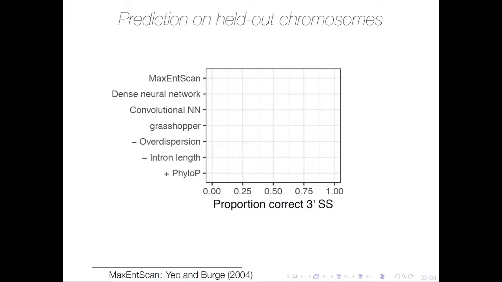The performance quantification we use is as follows. We trained on all odd-numbered chromosomes and test on all even-numbered chromosomes. And here, the data I'm showing is both training and test on brain RNA-seq from GTEx. The performance metric I'm using here is, for a given 5' splice site, across 5' splice sites in my test set, what proportion of the time do I correctly predict the correct 3' splice site? So the splice site that's used most frequently according to the RNA sequencing data.